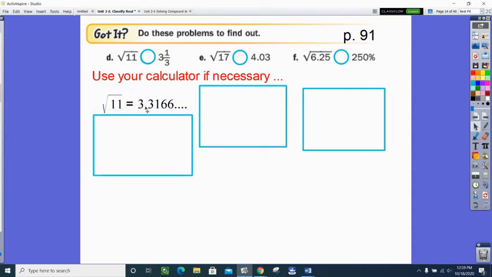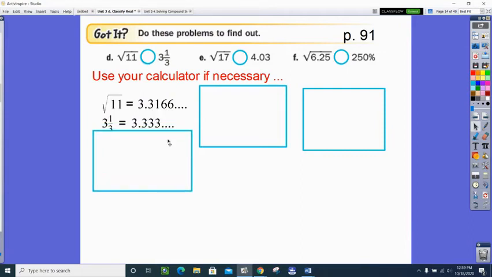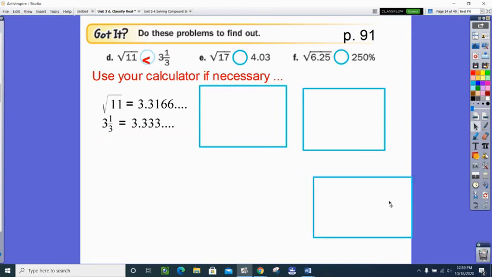Okay, the square root of 11 in the calculator is 3.3166. And 3 1/3 is 3.333. See, so as soon as I look, there are 3 matches in the front. The tenths place matches, but the hundredths place, this guy is bigger. So we need to make sure that the alligator eats the 3 1/3. So the square root of 11 is less than 3 1/3. That's not too tough, is it?